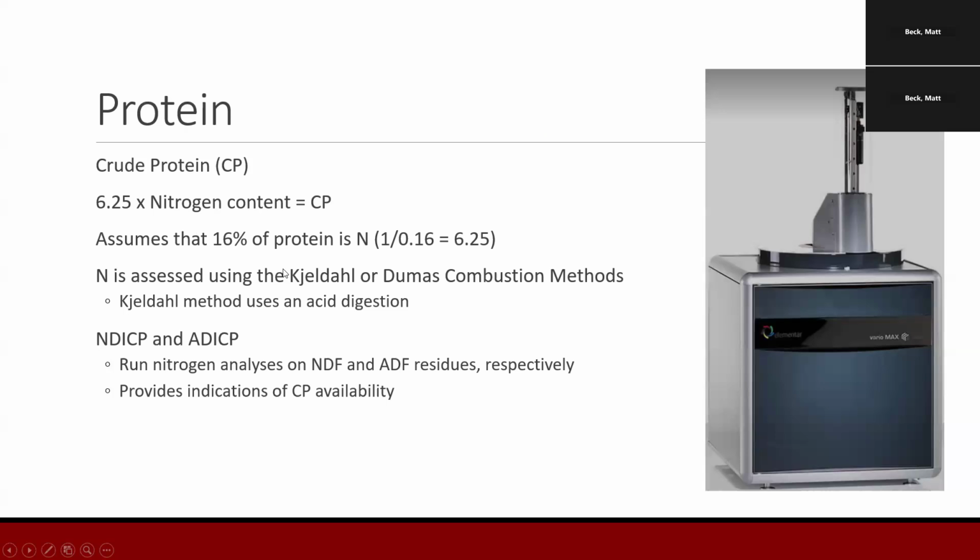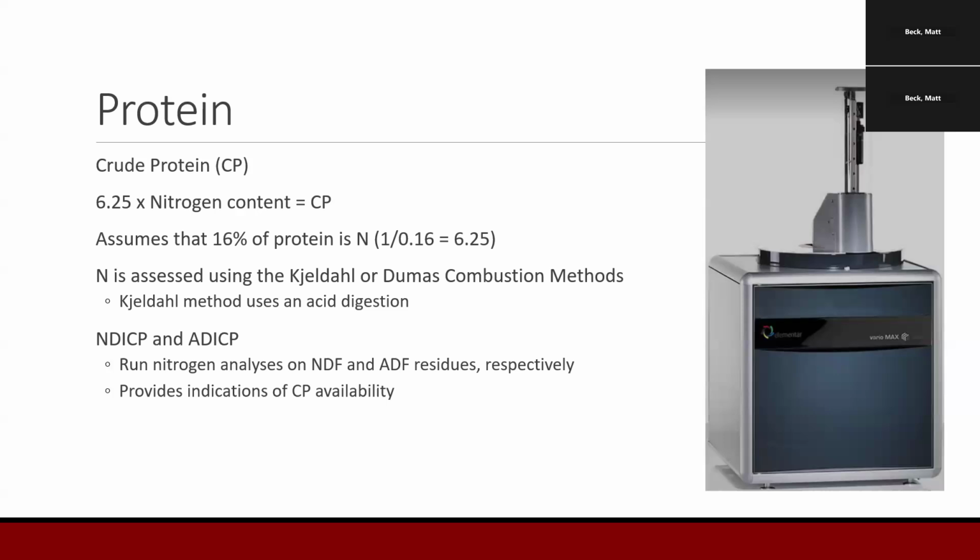There are really two ways that we can measure nitrogen. One is through the Kjeldahl method. We digest the sample in acid. That digestion converts all that nitrogen into ammonia, and then we measure ammonia concentration. The other way, and probably what's most commonly done today, is the Dumas combustion method.